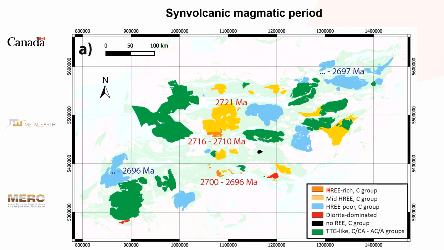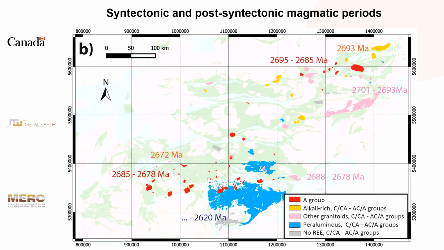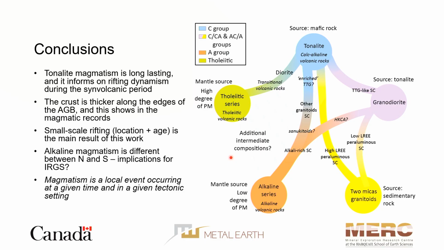But during the synvolcanic stage, things seem to be different, at least from the distribution of the crustal thickness; things seem to be very, very different in the synvolcanic period compared to the syntectonic one. So a lot of small conclusions, things that I didn't expect, like this long duration of tonalite magmatism that is going on. It's starting late, around 2725 in the synvolcanic stage, but it drags on to the syntectonic stage, so that's something I wasn't expecting. I wasn't expecting to see that much hybridization.